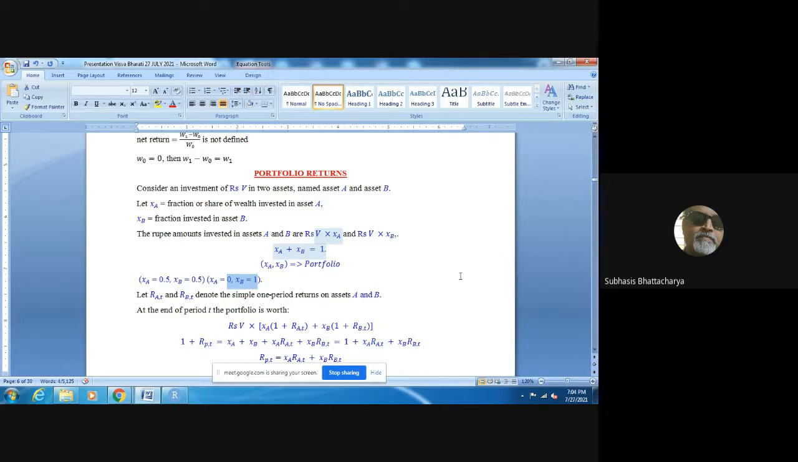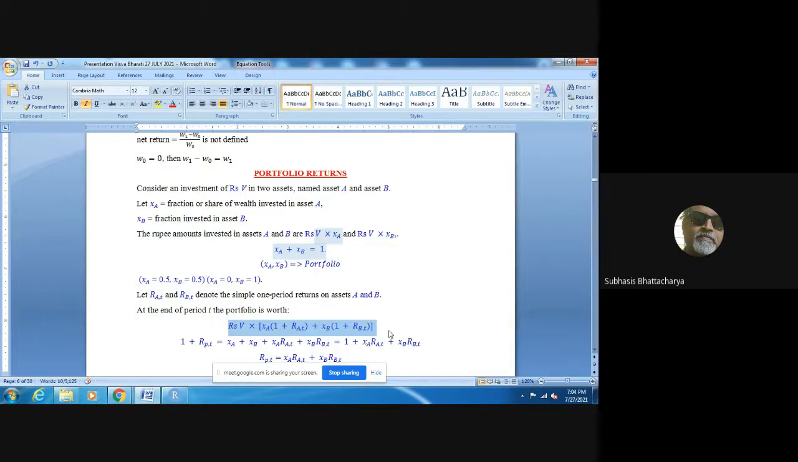So what will be the value? Simply, the value of A becomes V multiplied by XA into 1 plus RA, and the value of B becomes V multiplied by XB into 1 plus RB. So what will be the value of the portfolio at the end of the period? That is V into this total. You may consider the term XA into 1 plus RA plus XB into 1 plus RB as the gross return on the portfolio. So the portfolio gross return is the weighted average of the gross returns of the two assets.